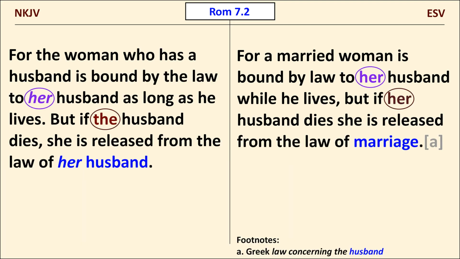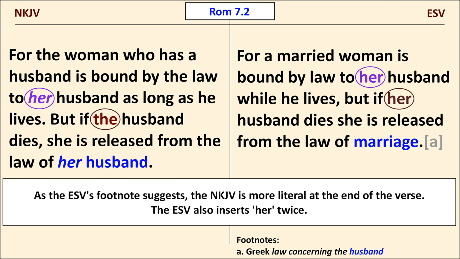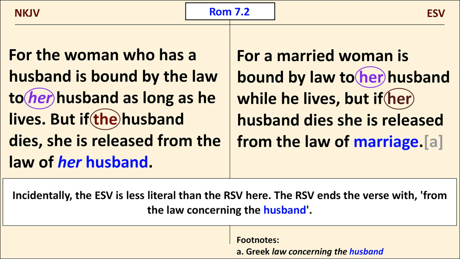Romans 7:2 presents us with a few details to examine. The ESV inserts the word "her" twice in the verse, though there is no corresponding pronoun in the Greek. In addition, the ESV transforms the literal "law concerning the husband" into the more interpretive "the law of marriage." On balance, the ESV is more literal than its parent, the RSV, but there are exceptions, and this is one of them. The RSV ends the verse with "the law concerning the husband," which the ESV's footnote agrees is more literal.